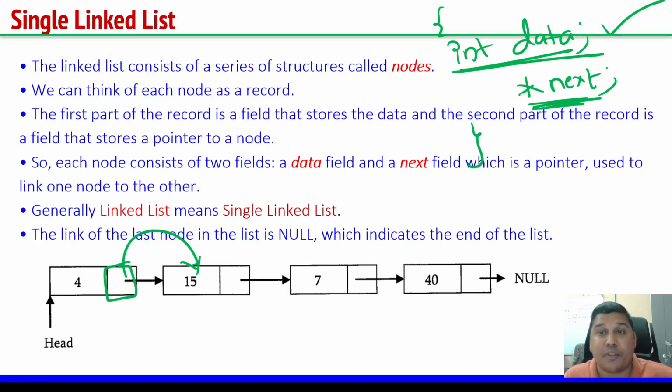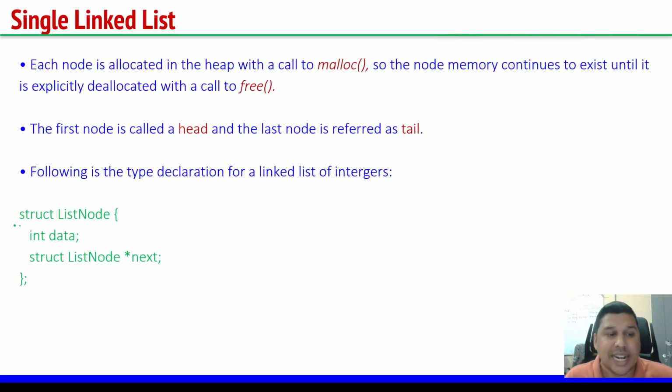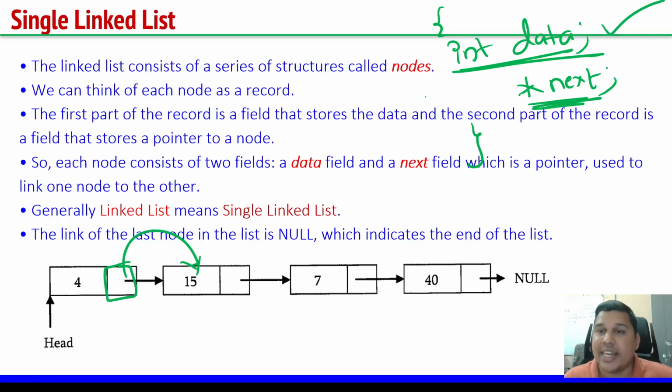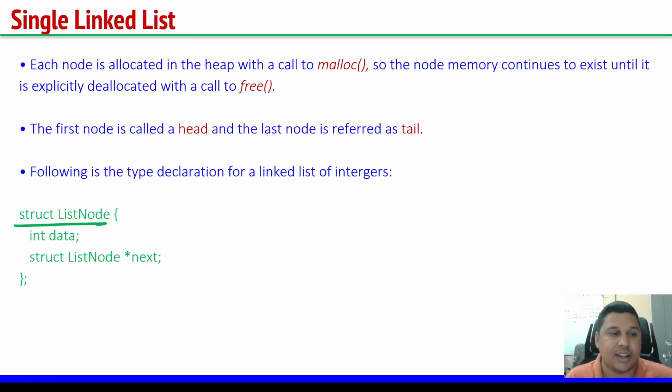So, what is the data type of another node? It is struct. That is why here we are writing the same name, struct list node. What is the meaning of this statement, struct list node? This next is a pointer variable. It is going to store the address of another variable. That other variable is of type list node.